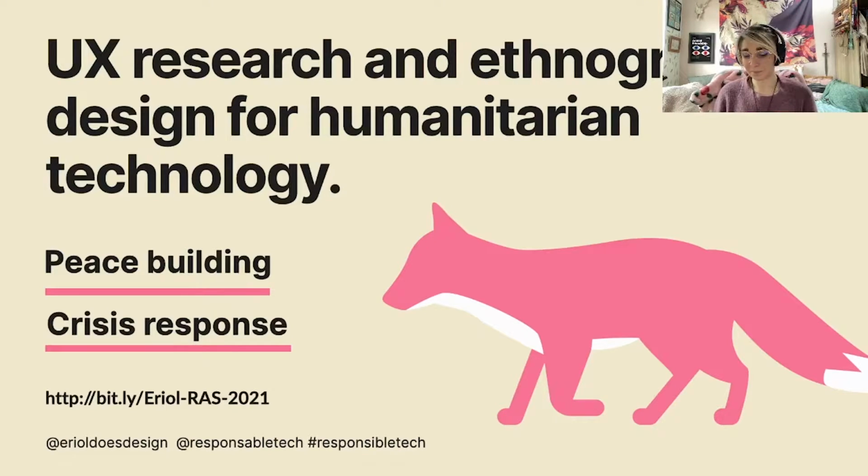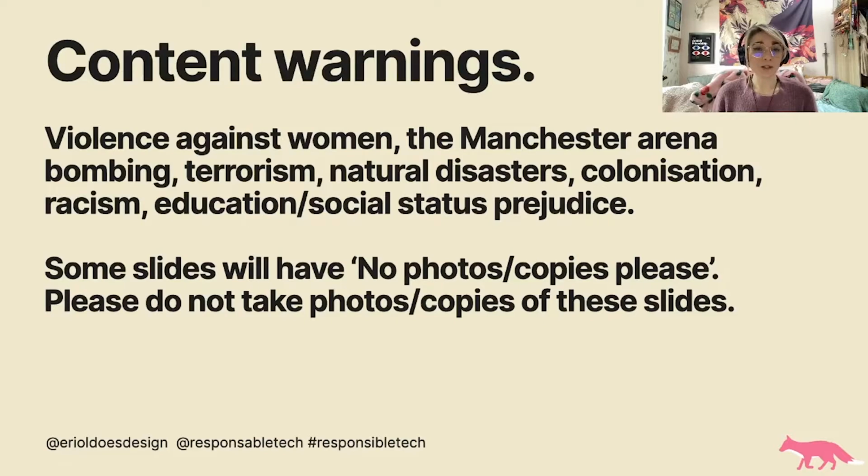these projects. There are some difficult topics covered in this talk, such as violence against women, Manchester Arena bombing, terrorism, natural disasters, colonialisation, racism, and educational social status prejudice. There may be other things that crop up as well that I haven't listed here. Do what you need to do to feel safe as we talk about these topics and explore.